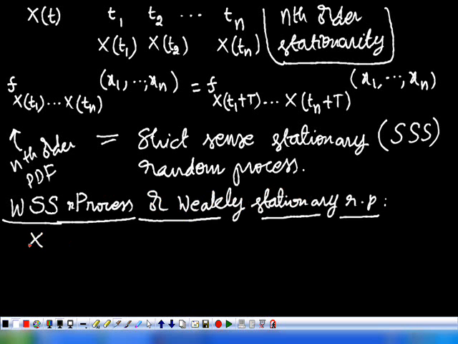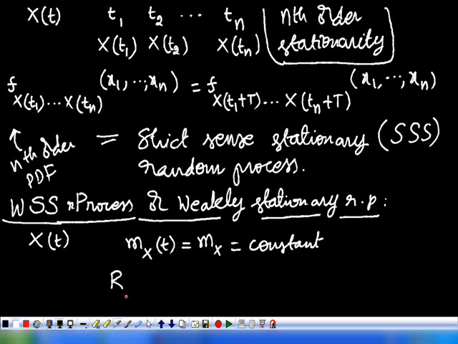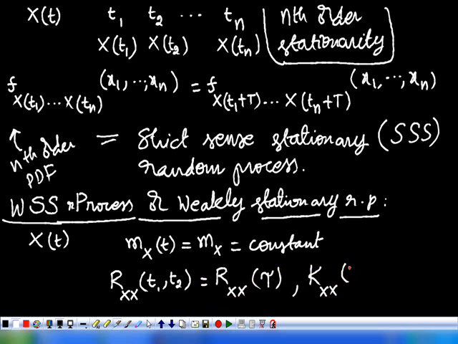A random process X of t is said to be a wide sense stationary random process if the mean value of the process is equivalent to a constant, and the autocorrelation function of the process is equivalent to Rxx of tau, and the Kxx of tau is also equivalent to Kxx of t1, t2. So here this is very clear.